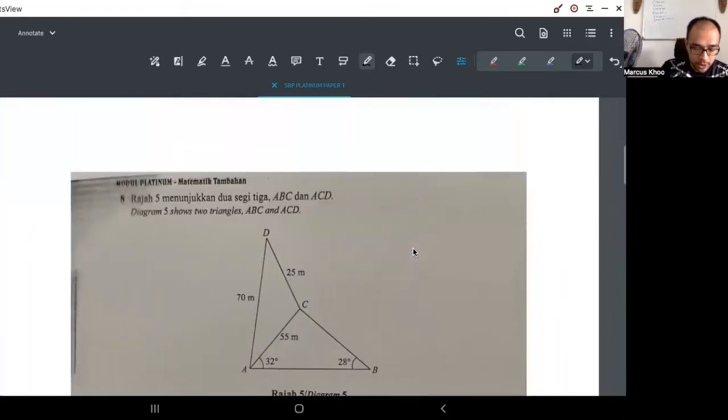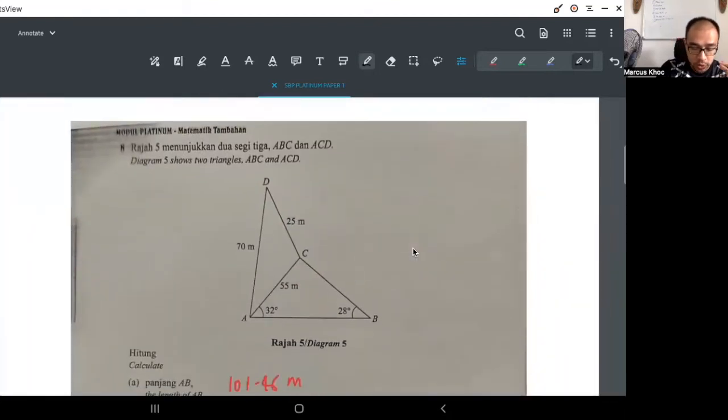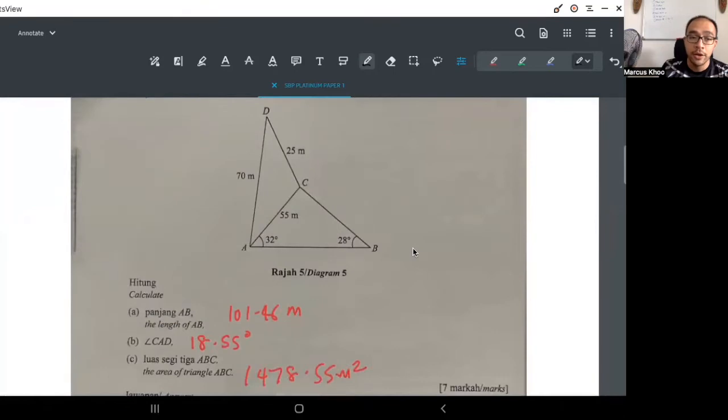Okay, question number 8. Diagram 5 shows two triangles ABC, ACD. Again, this is a strange question to appear here because it's supposed to only appear in paper 2. I don't know why it's appearing in paper 1, but we never know. But we just give it a try anyway lah. Okay, find the length of AB.